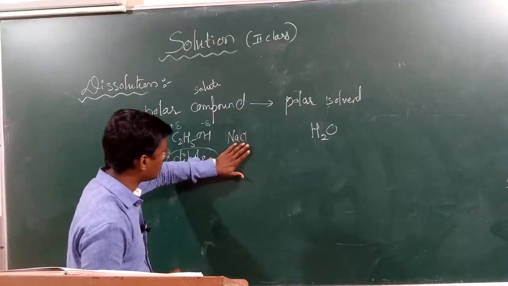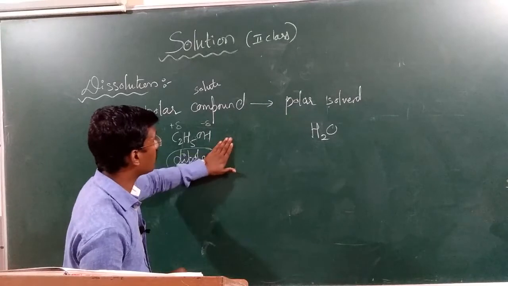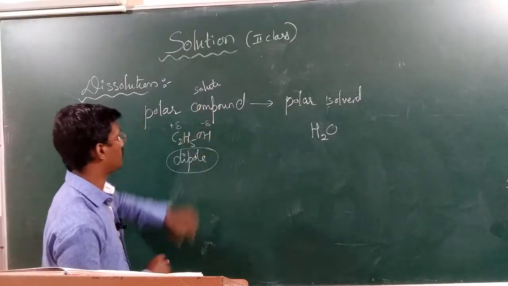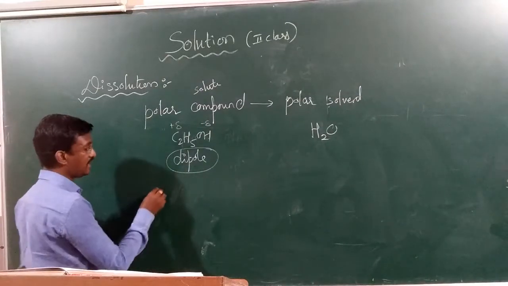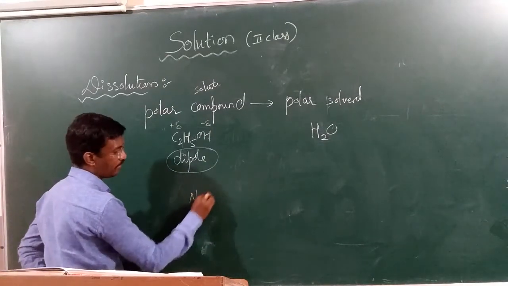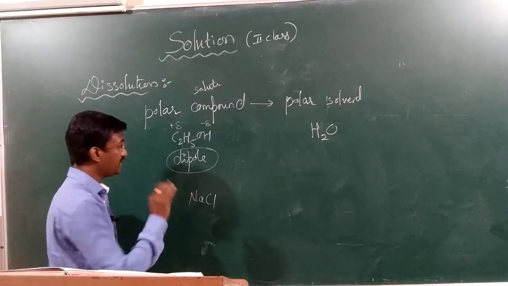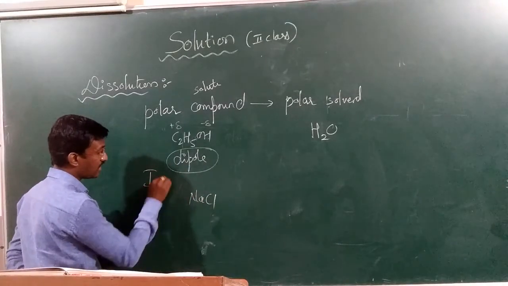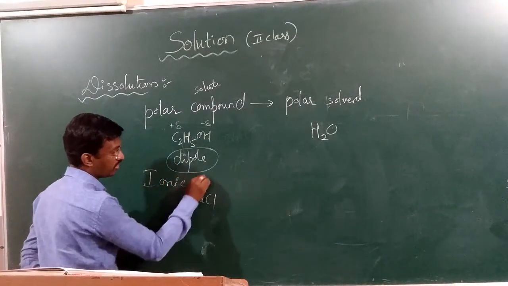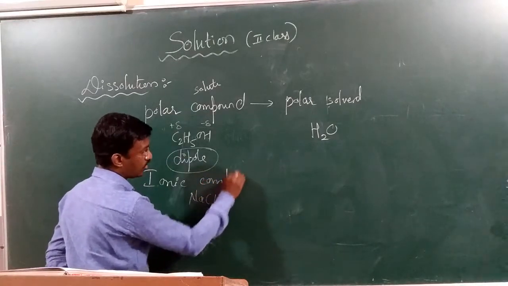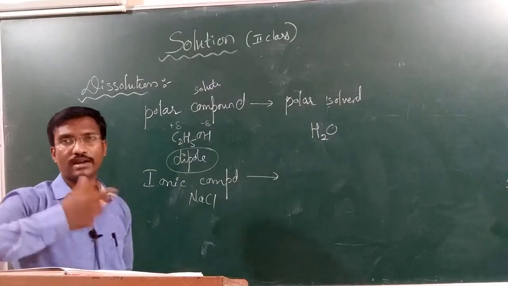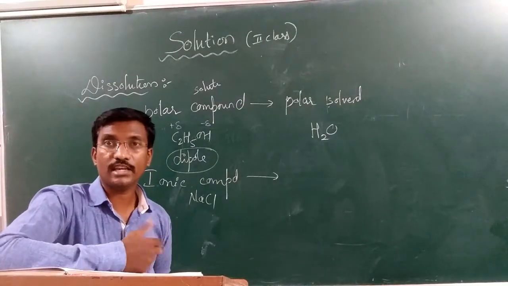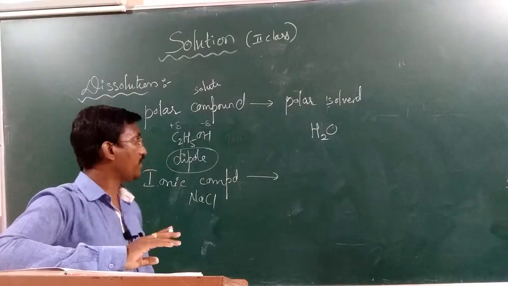No doubt it is also a polar compound, but we are not writing this salt as a polar compound, because for the salt compounds, NaCl, magnesium chloride, any of the salts, I am considering them as ionic compounds. So these are the ionic compounds. So tell me whether ionic compounds are soluble in polar solvent or not. Ionic compound means magnesium chloride, aluminum chloride, every salt whichever we are using.